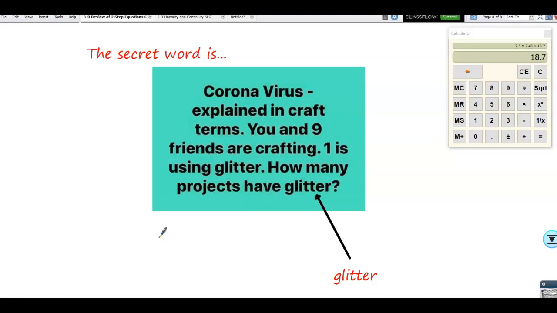Coronavirus explained in craft terms. You and 9 friends are crafting. One is using glitter. How many projects have glitter? Well, glitter's the secret word, and the joke here is that glitter gets everywhere. Custodians hate glitter. That's their most hated thing that teachers use, because if we use it, it's all over the room, and it takes them forever to get it out of the room. They hate glitter.